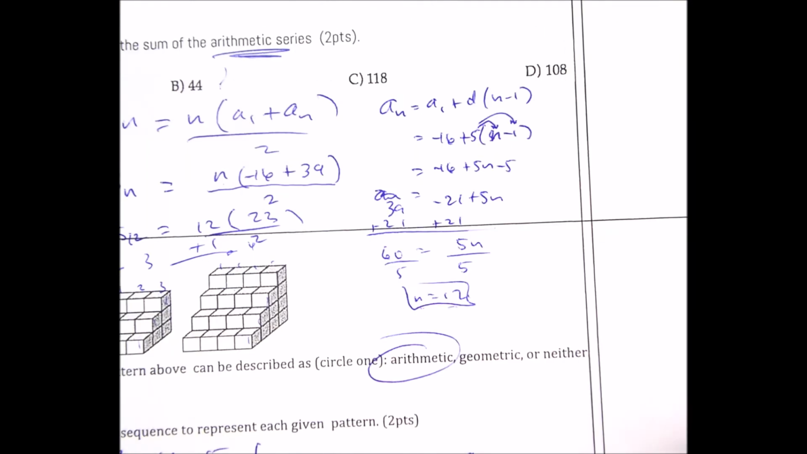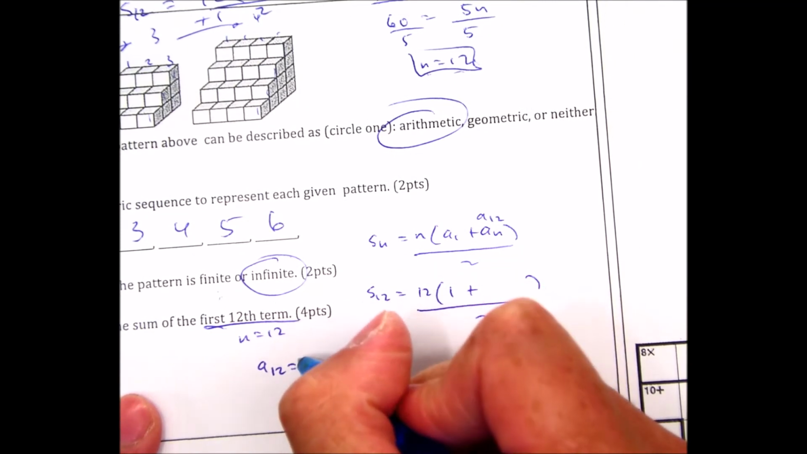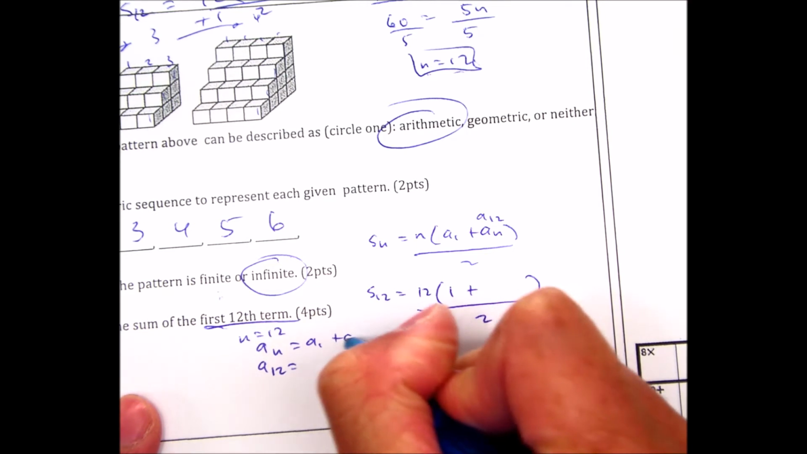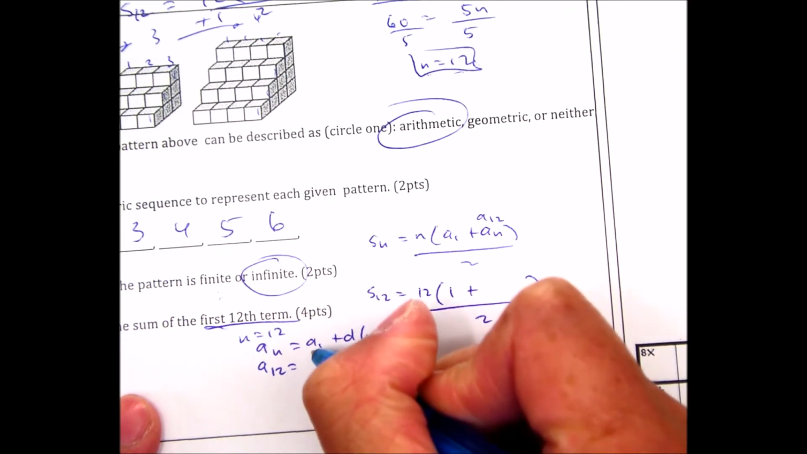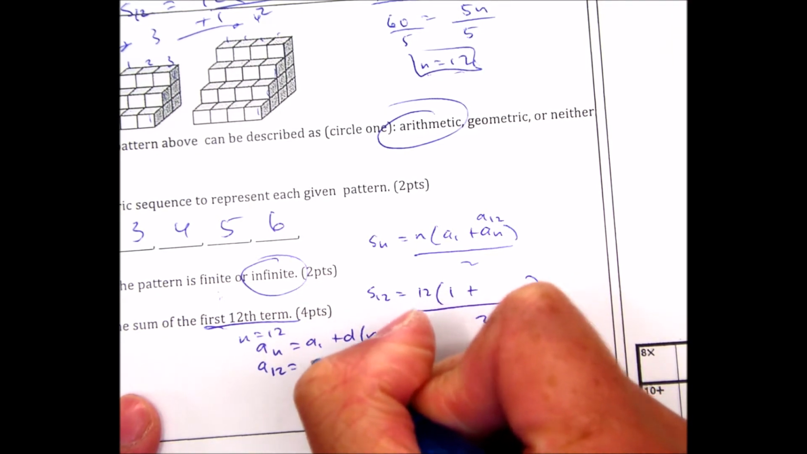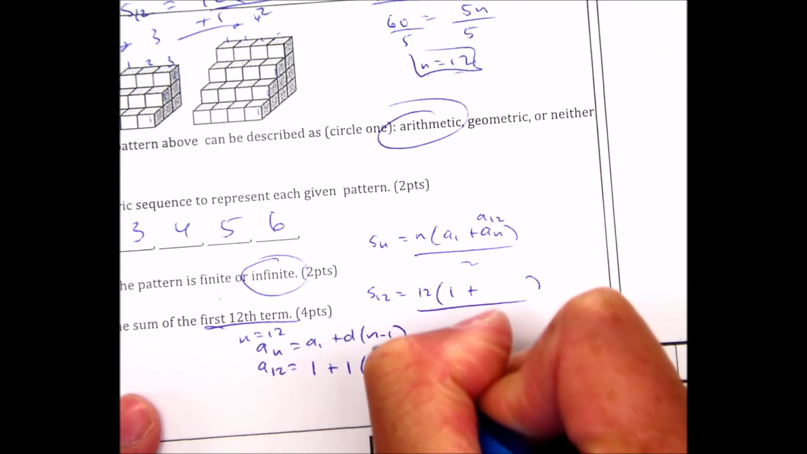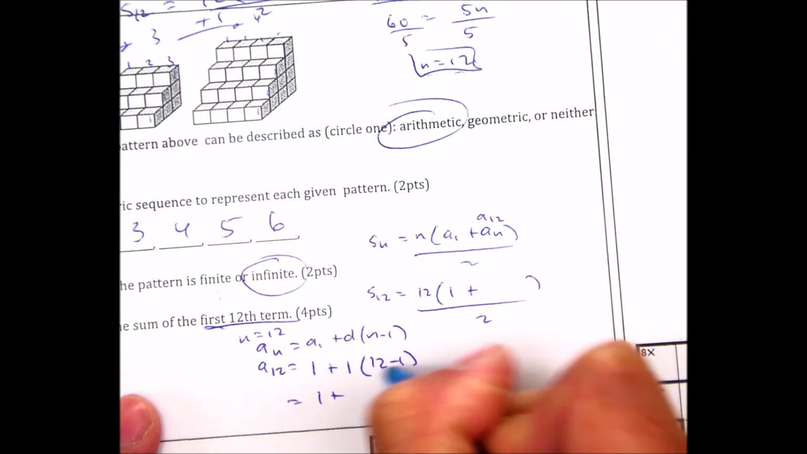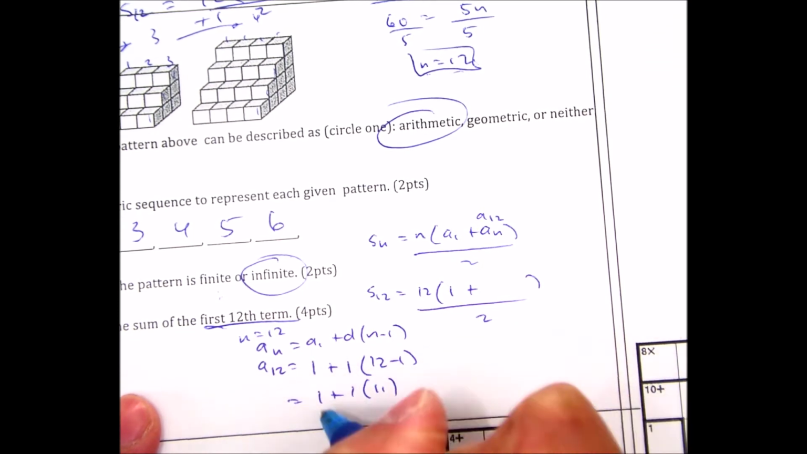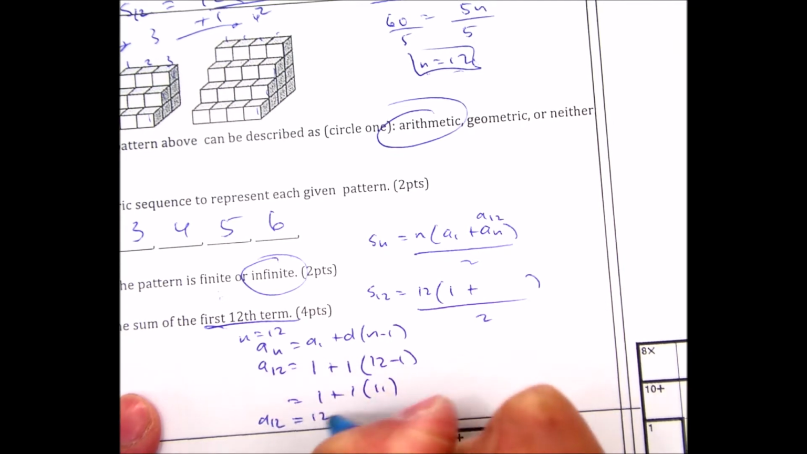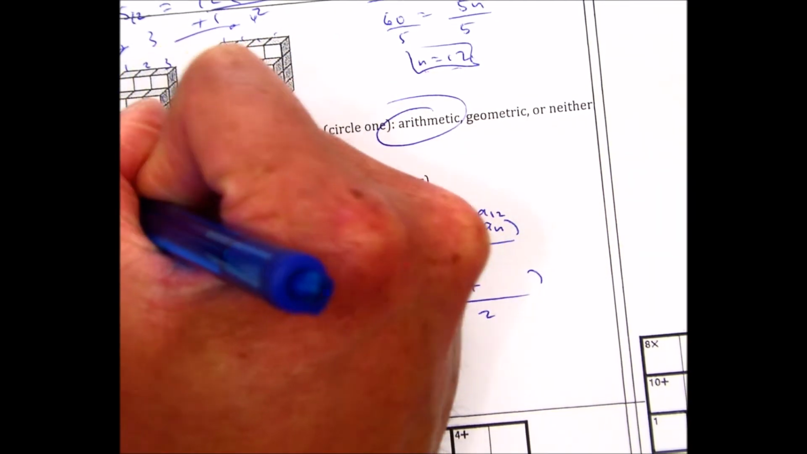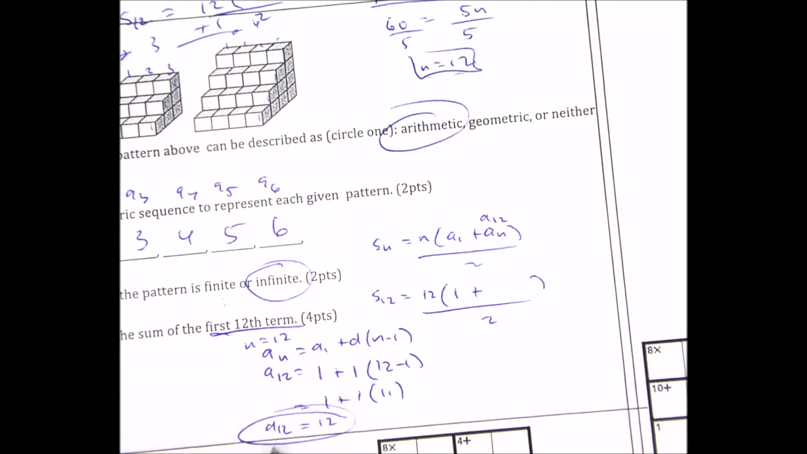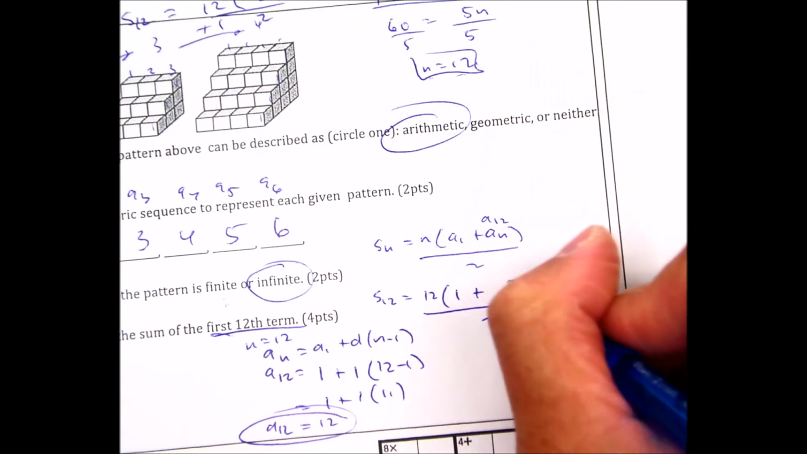I can use the explicit for the arithmetic. So that would be the a1. Write my formula down. a1 plus d times n minus 1. So the a1 value is 1 plus the difference, which is 1, and then 12 minus 1. 1 plus, this would be 11. 1 times 11 is 11, so that would just be 12. And that makes sense because this is a1, a2, a3, a4, a5, a6, so essentially a12 will be 12.